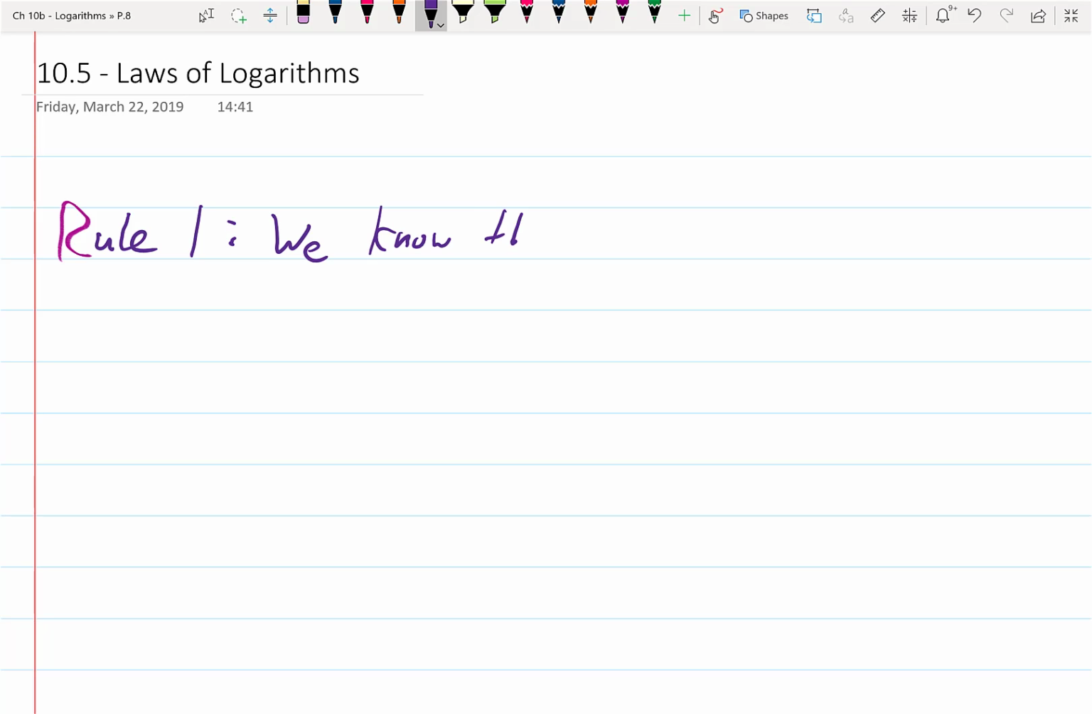Rule number 1, we know that b to the x times b to the y is b to the x plus y. We've been doing that one for a while. But what I want you guys to backtrack on and really understand is that what we've created is something much more valuable. It's an operation that is transforming multiplication into addition. Stop for a second, because this idea is a part of the bigger picture of logarithms. The multiplication of the bases becomes the addition of the exponents.